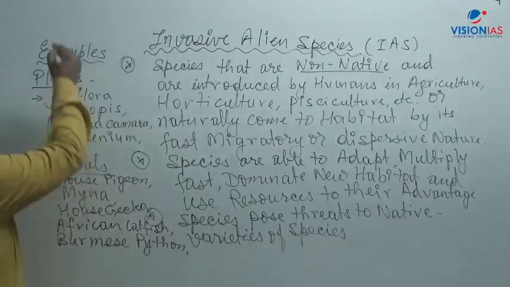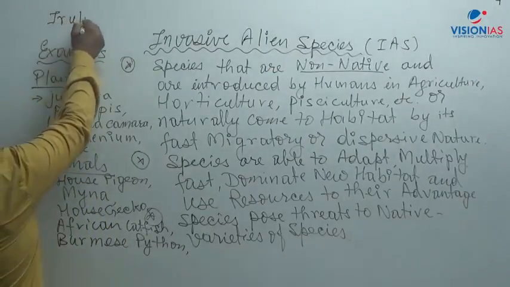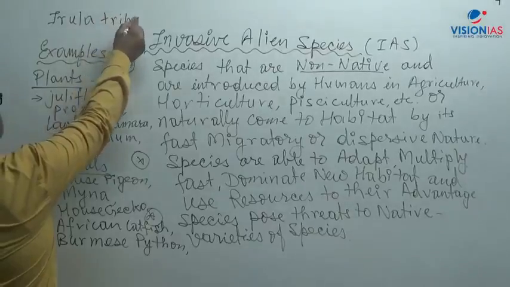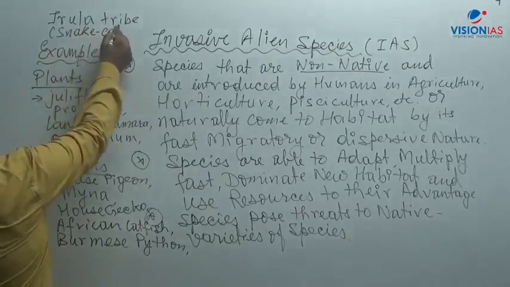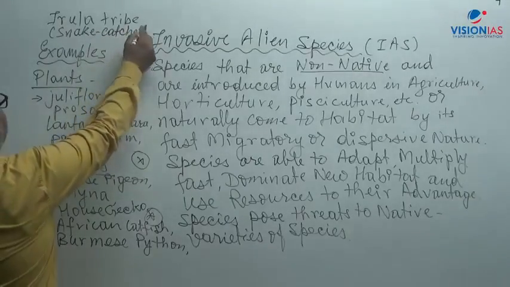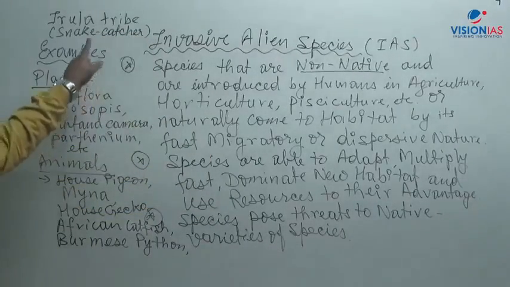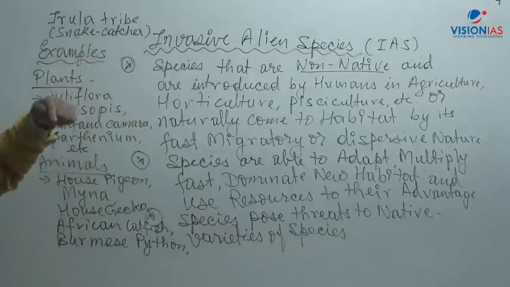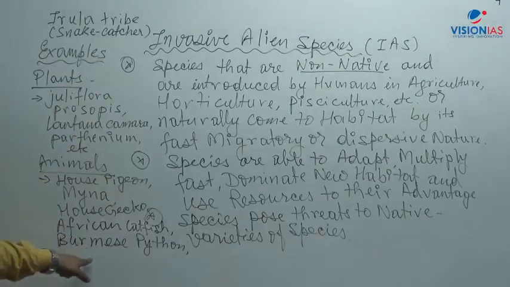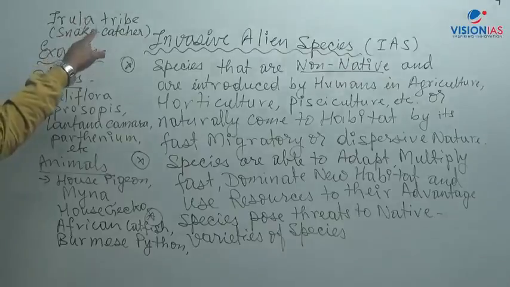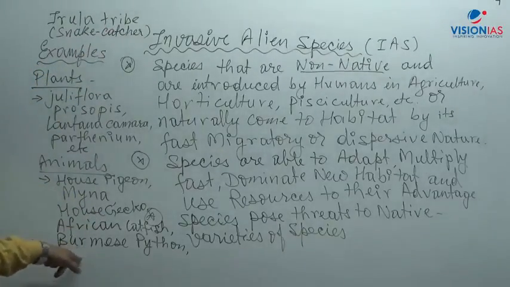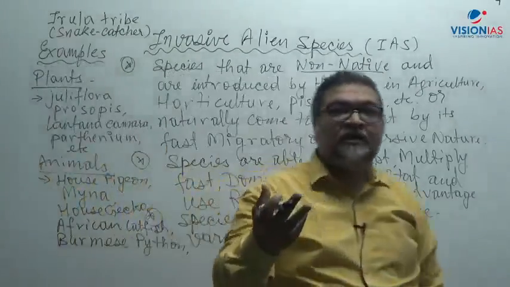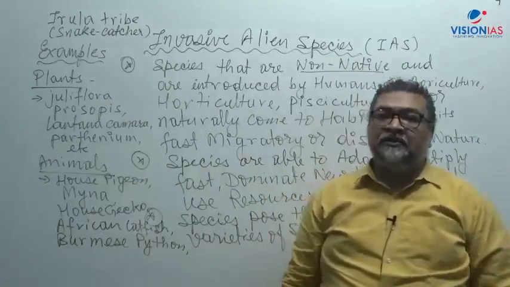So there is a tribe called the Irula tribe. I am writing here. They are known for snake catching. They are experts in catching snakes. What is the name of the tribe? Irula tribe. Now in Arizona in the USA, to control this Burmese python, the two best Irula experts have been taken to Arizona to catch the Burmese python. Very interesting. It is a very, very interesting aspect of what I am now discussing in the classroom.